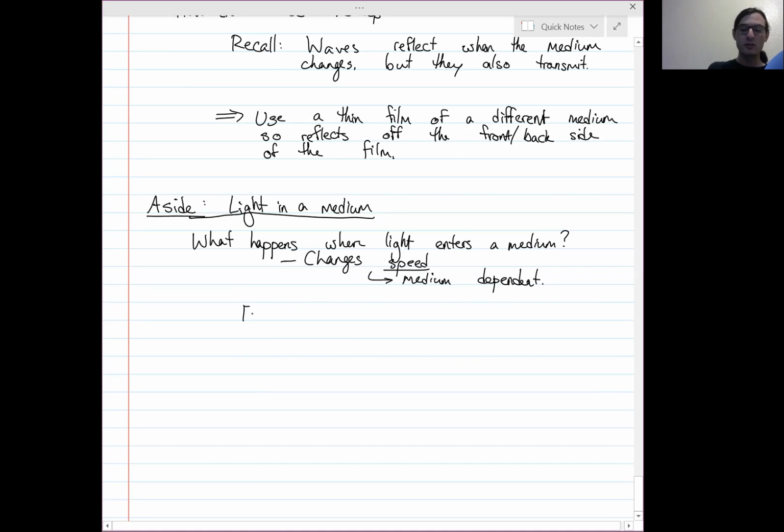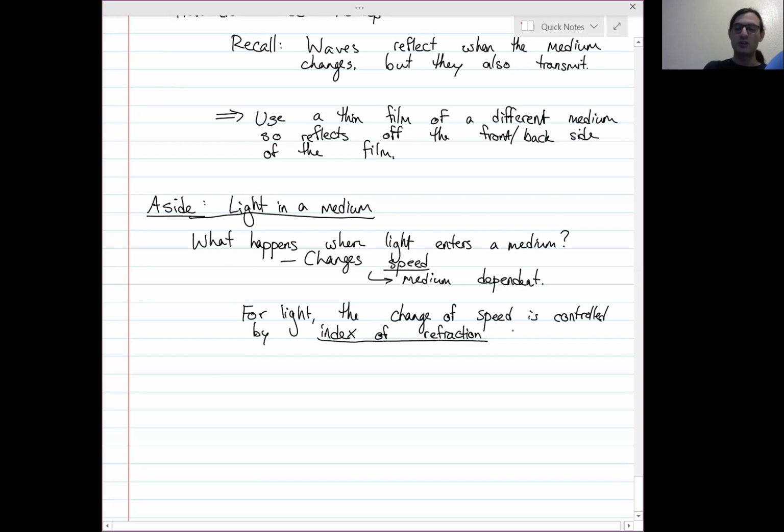So for light, the change of the speed is controlled by a measured quantity called the Index of Refraction. You may have heard of this before. I can spell this: Index of Refraction. Not diffraction. And it's a number. This Index of Refraction is a number, and it's usually labeled by n, the letter n. So we would say the Index of Refraction of glass is 1.6-ish. Index of refraction of air is 1, and so on and so forth.